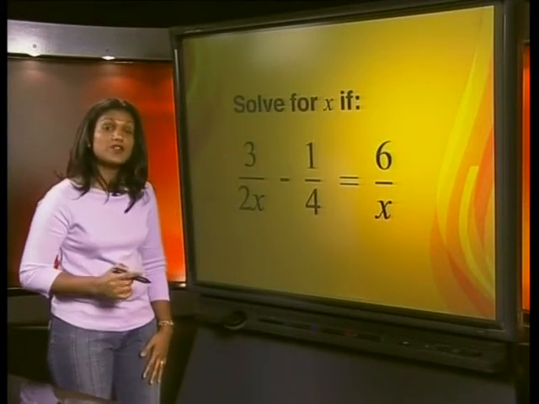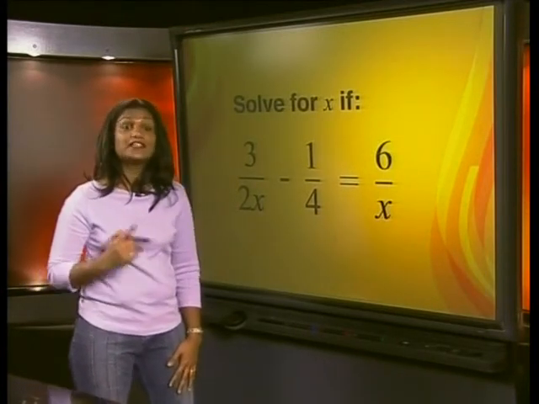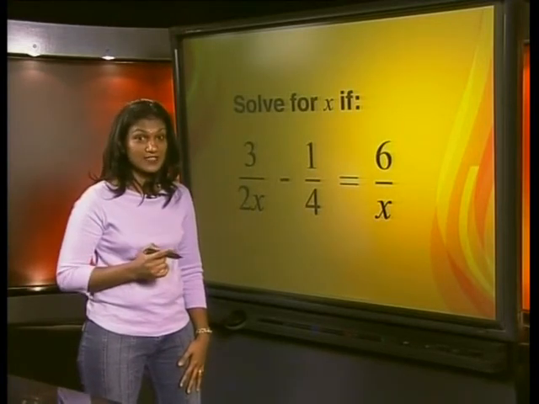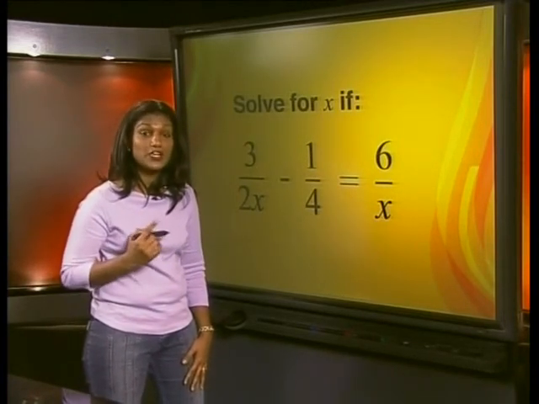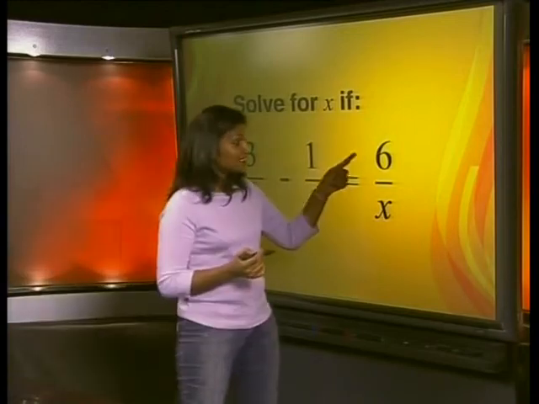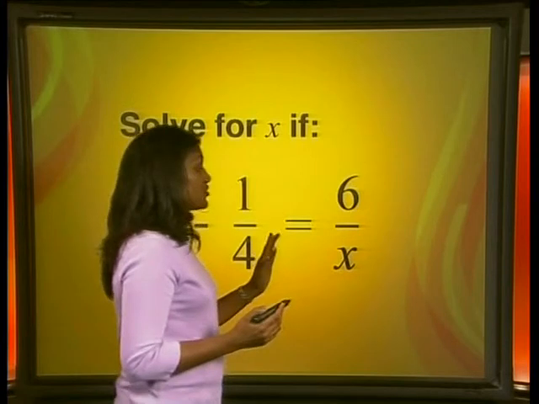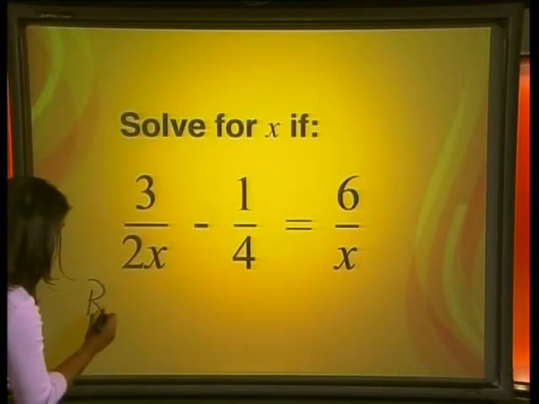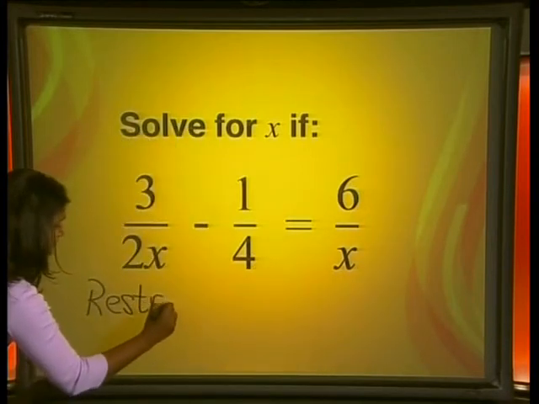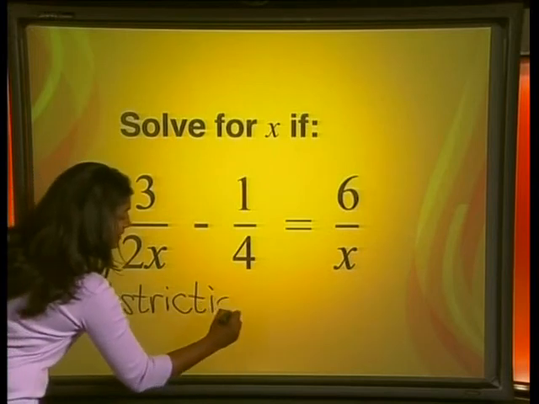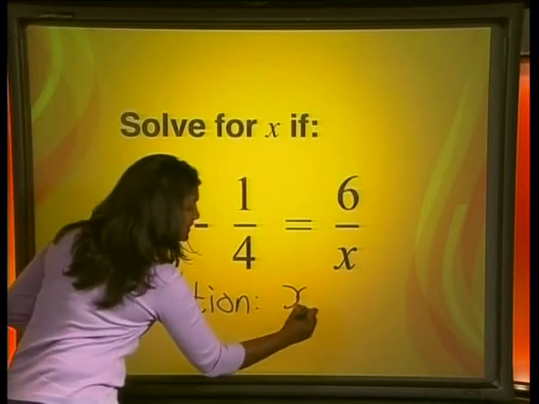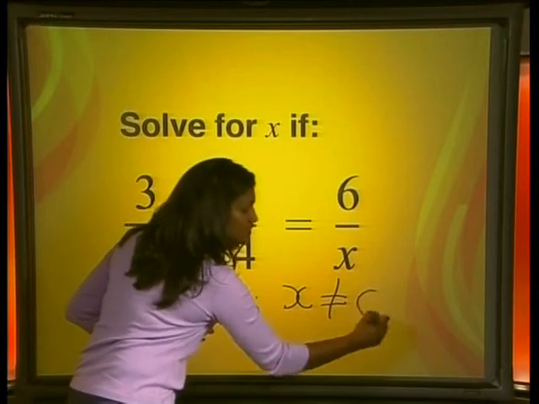Do you remember that when we are working with fractions, there is a restriction on the denominator? The denominator cannot be equal to 0. So, 6 divided by 0 would make this fraction undefined. So the restriction here is x is not equal to 0.